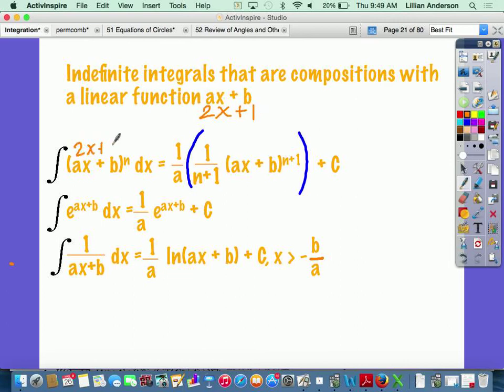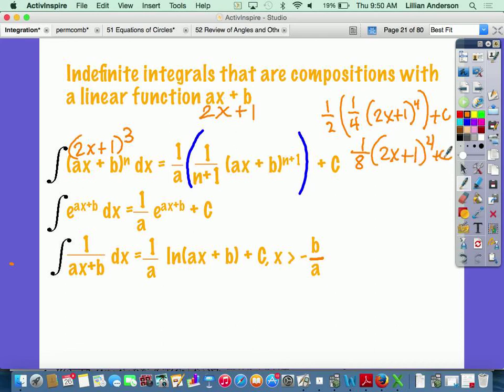So if I wanted to take this example, say it was 2x plus 1 raised to the third. So a would be 2, so this would be 1/2 times 1 over n plus 1, which is 1/4, times the original linear function raised to the 4th plus c. That's how this would be set up. You see how the pieces match up, where they go? So 1 over a, that's where the 1/2 came from. N plus 1 would be 1/4, because n was 3. You add 1 to it, that's how you get 1/4. This is the normal linear function that was on the inside. So my final answer would be 1/8 times 2x plus 1 to the 4th power plus c. That would be your final answer.